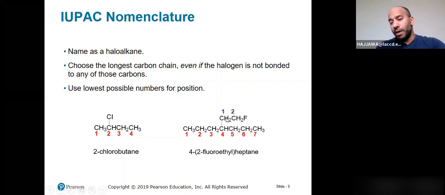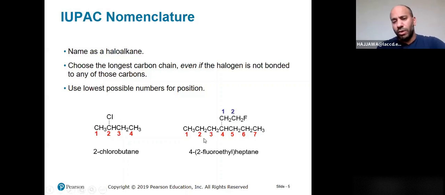It could be a complex substituent sitting on a longest chain of carbons. In that case, I don't number the chain where the halide is. I number the chain that's going to give me the longest chain of carbons, because halides are not functional groups. They are substituents. So keep that in mind. Do not number the chain that has the halide if there is a longer chain of carbons that can exist in the molecule.